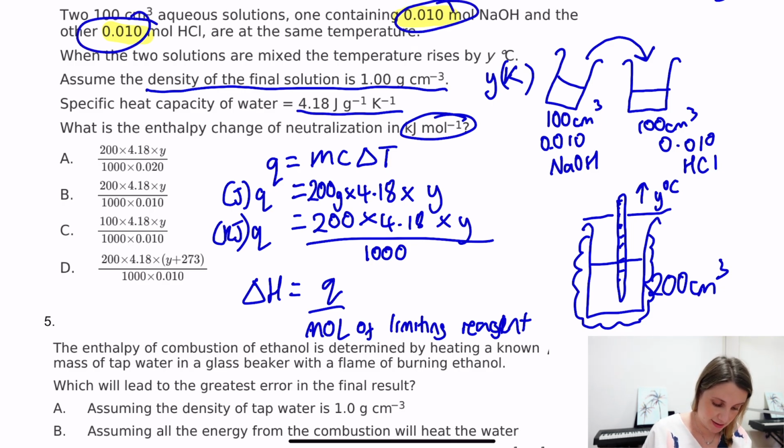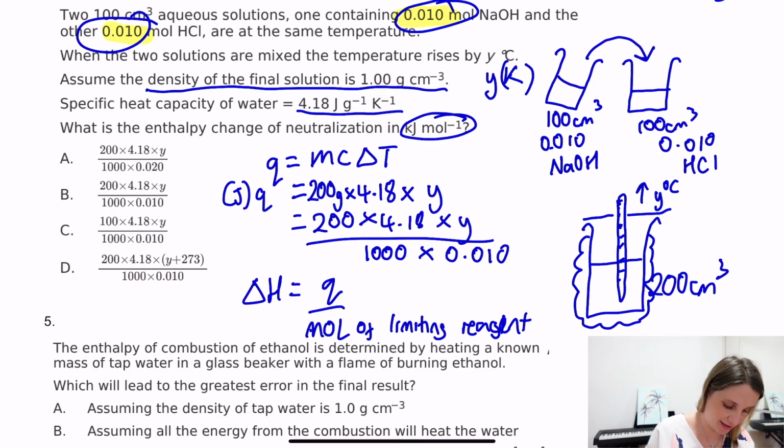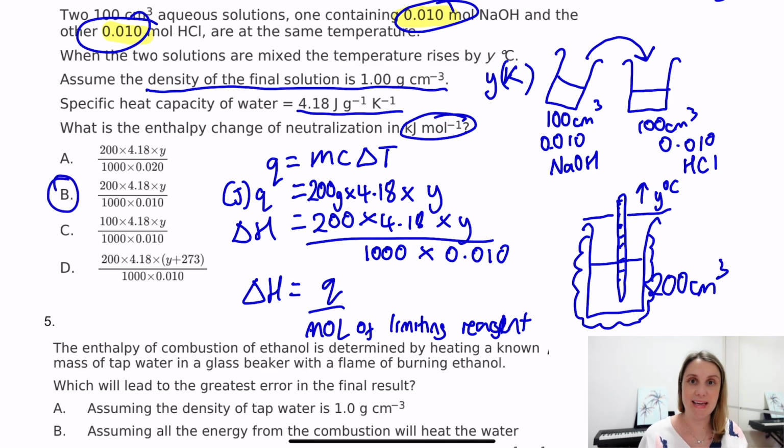So here, to get my delta H, I'm going to need to times this by the moles, which is going to be 0.10. So I've now changed this, it's not Q anymore, this is delta H. And so the expression that represents this in my options here is B.